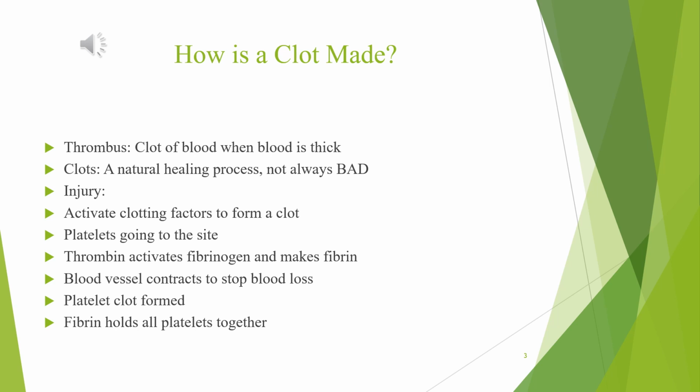The blood vessels contract to stop the blood loss, a platelet clot is formed, and the fibrin holds all of the platelets together. So it's important to know these different pieces of how a clot is formed when we talk about the anticoagulant and antiplatelet medications.